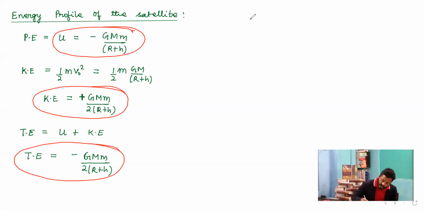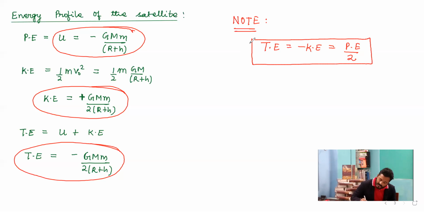And a very interesting note can be deduced from here as well. This note is also applicable for an electron moving around the nucleus having atomic number Z, and this equation is also deduced in the Bohr model. That is, total energy is equal to minus of kinetic energy, which is equal to potential energy by 2. In the Bohr model also we get the same expression.